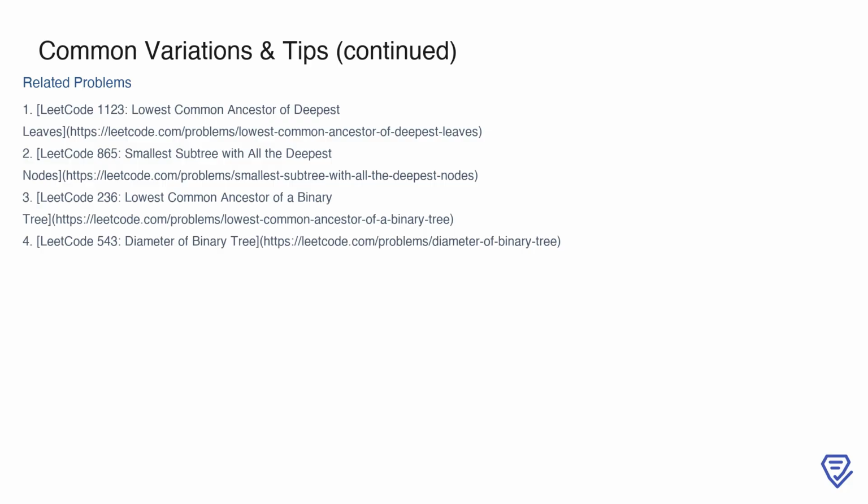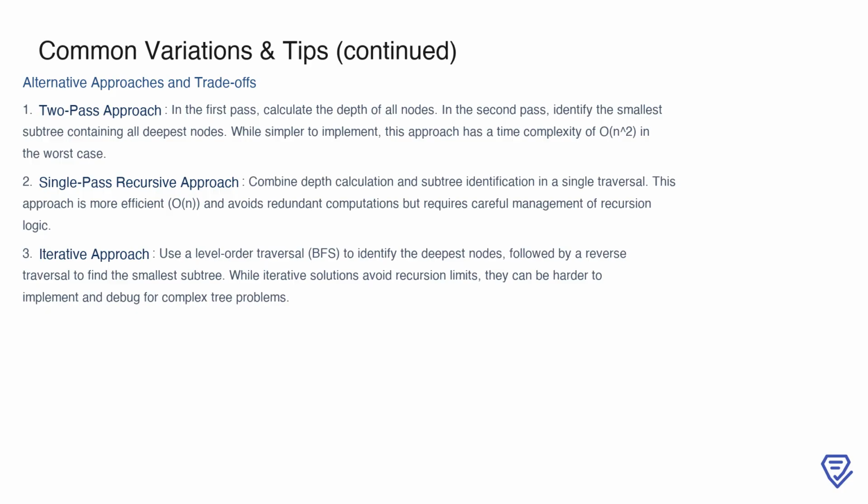Another useful problem is LeetCode 236, lowest common ancestor of a binary tree, which focuses on finding the lowest common ancestor of two given nodes in a binary tree, a concept that has parallels to this challenge. Finally, LeetCode 543, diameter of binary tree, is another tree-related problem that involves calculating the longest path between two nodes in a tree. Each of these problems presents unique variations and techniques that can deepen your understanding of tree algorithms and recursion.